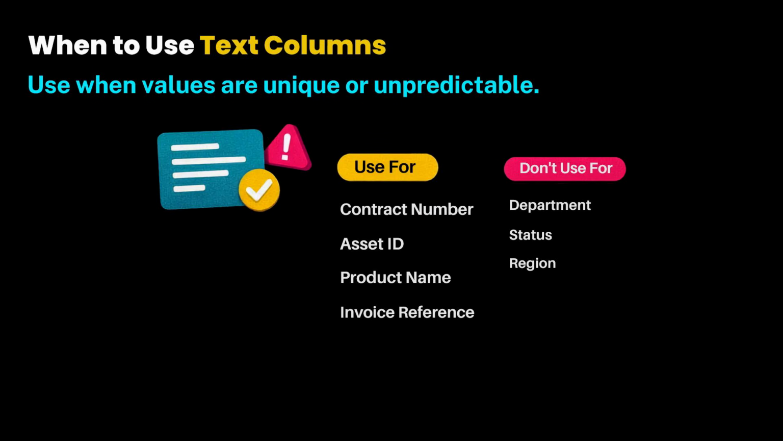First, we have text columns. Text is best when the value is unique or unpredictable. Think about things like a contract number, an asset ID, a product name, or an invoice reference. You can't realistically create a predefined list containing every possible contract number. So allowing someone to enter text makes sense.